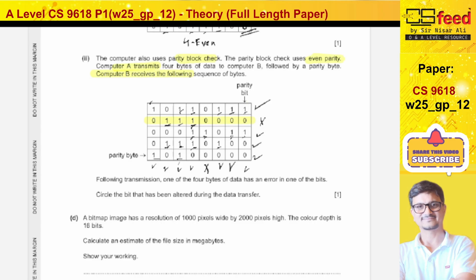So the other one is this column. So the intersection here, this is okay. Circle the bit that has been altered during the data transfer. So we circle this. This is the row 2. The column is 1, 2, 3, 4, 5.